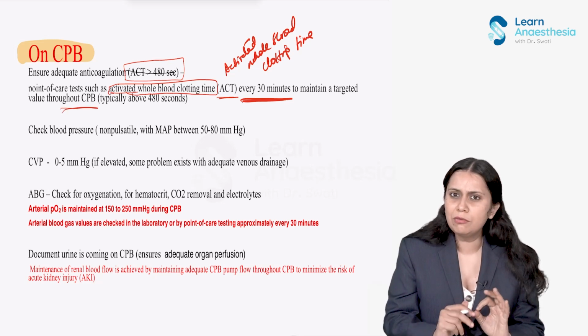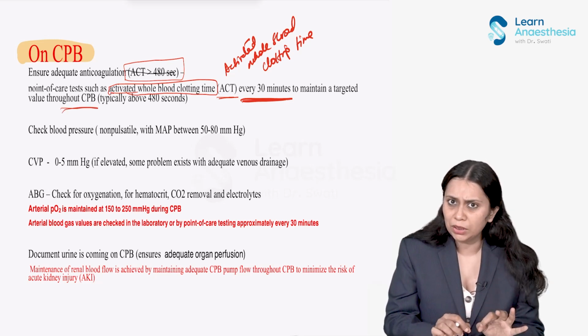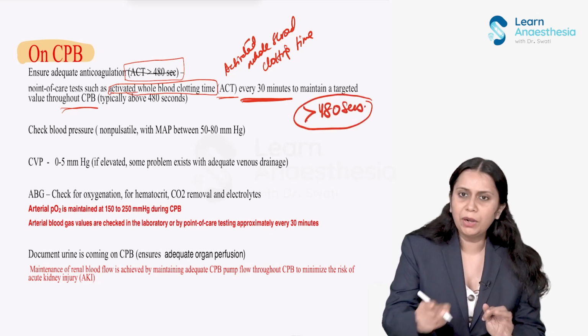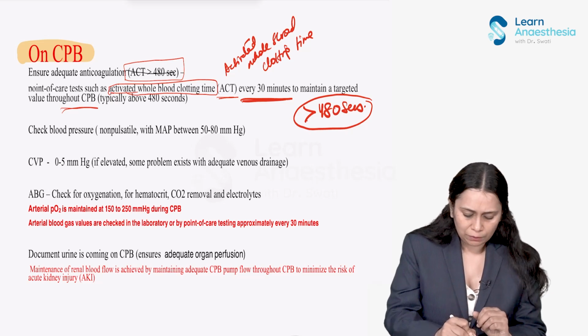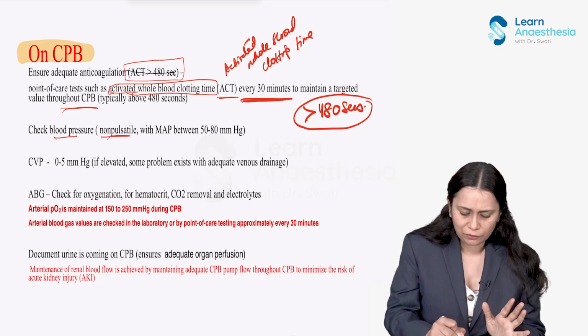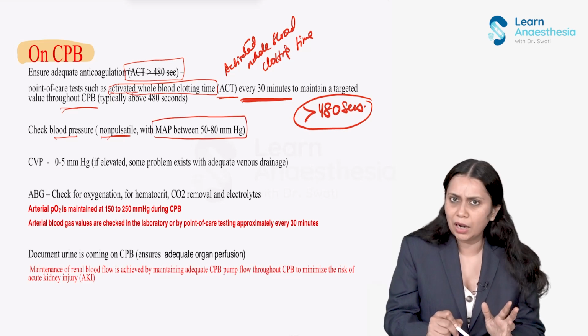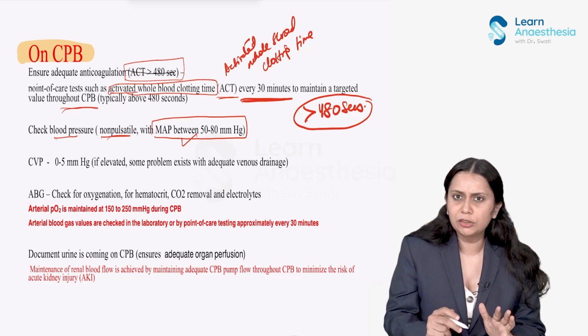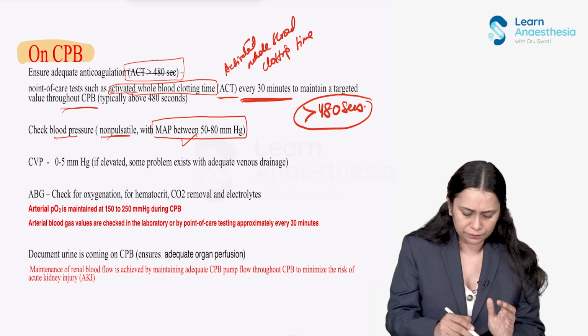So target value is very important to keep in mind. It should be more than 480 seconds. Blood pressure should be checked. It is non-pulsatile with MAP between 50 to 80. So the heart is not pumping. The patient is on the CPB machine, so it's non-pulsatile flow with a mean arterial pressure target between 50 to 80.